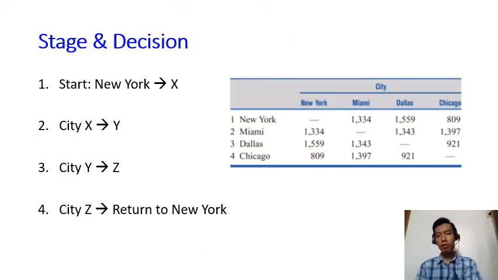Let's start by dividing his journey into 4 stages. So the first stage is going from New York to a city. We don't know yet which city, so let's just call it city X. And then the second stage is from that city X to city Y. And then the third stage is from city Y to city Z. And finally, from city Z, return to New York is the very last stage.